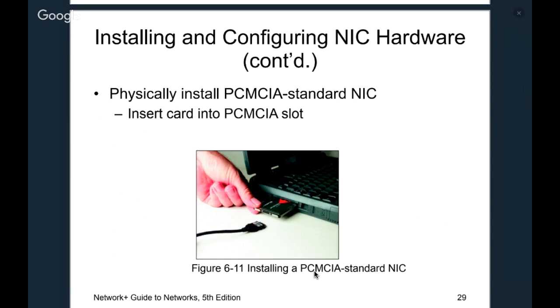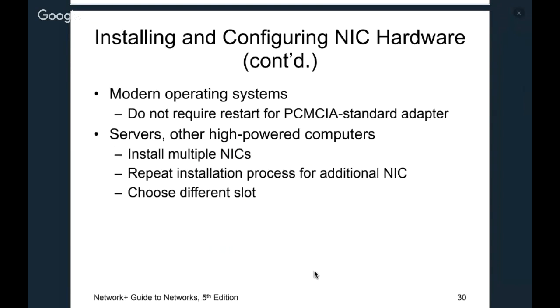This is showing a picture of somebody removing it. No, don't do that. Just leave it seated, because there's no reason to remove it, really, unless you're going to put something else in there, which normally you're not. It's just used for that one feature, which in this case is to connect to an Ethernet connection. Modern operating systems, I already talked about that. For PCMCIA, you don't need to restart. Even for NIC installations, a lot of times through USB, you don't need to restart.